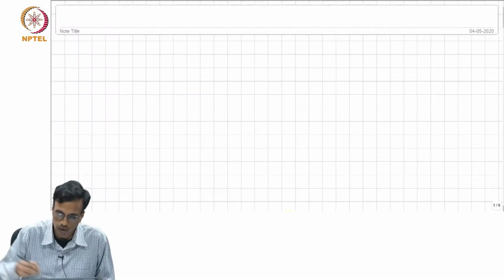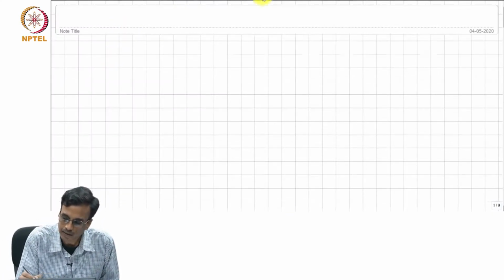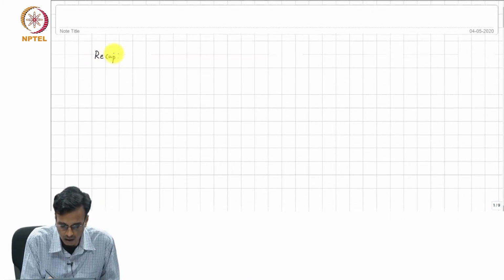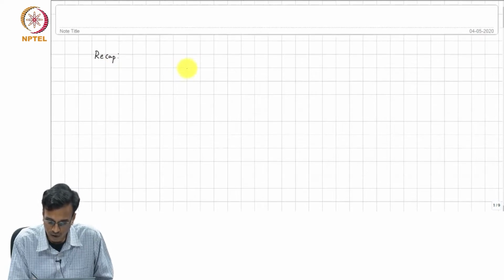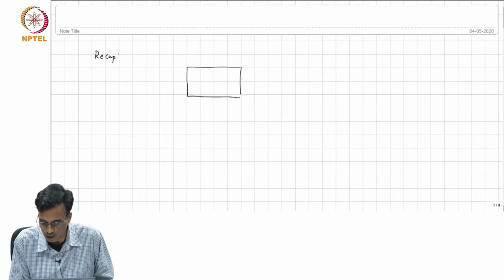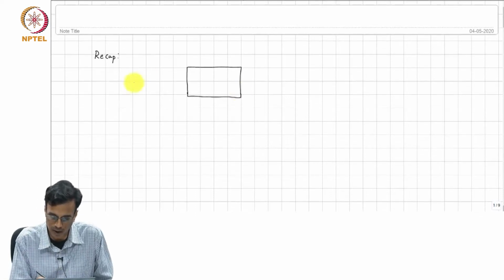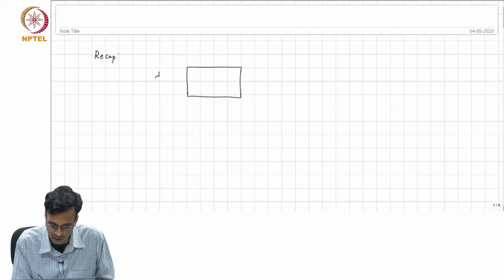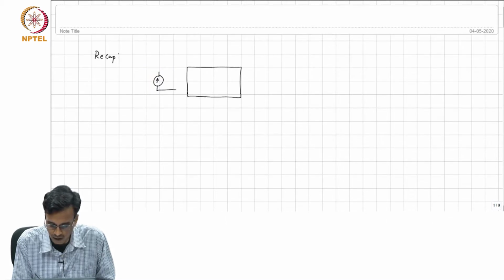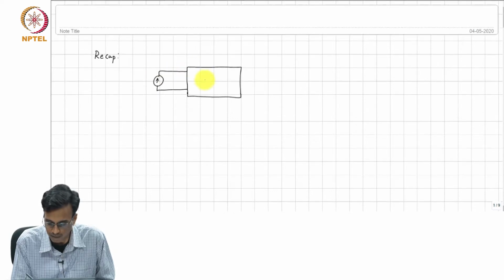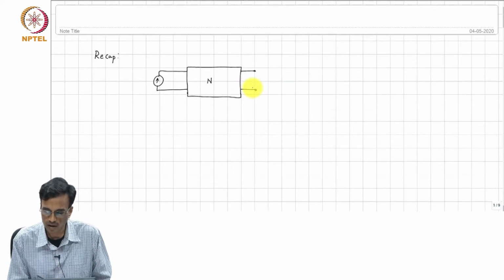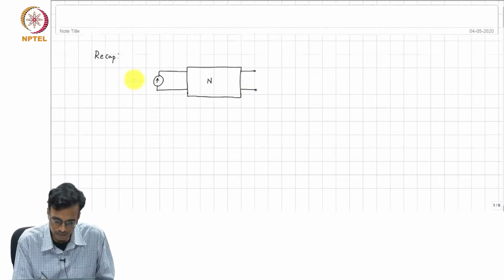A quick recap of what we were doing in the last class. We saw the frequency reversal theorem and we are applying it to a practical case of a chopped amplifier. So, let us quickly recall what the frequency reversal theorem is. In this picture we show a current excitation and a voltage output.